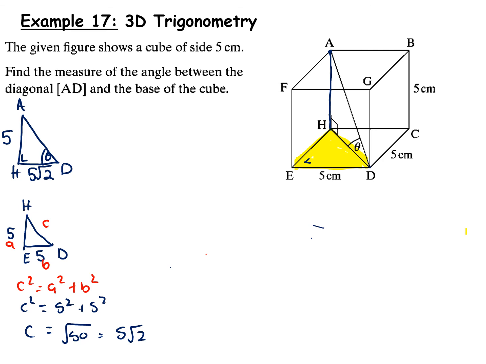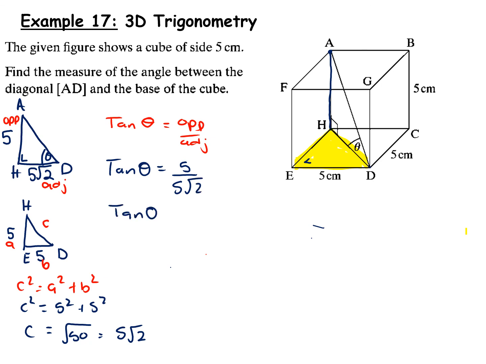I want to find the size of the angle, so I'm going to label this ready to use sine, cos, and tan. So there's my adjacent. Opposite, adjacent, I'm talking tan. Tan of an angle is opposite over adjacent. So we have tan of theta is opposite, which is 5, over 5 root 2. And that is tan of theta is equal to 1 over root 2.